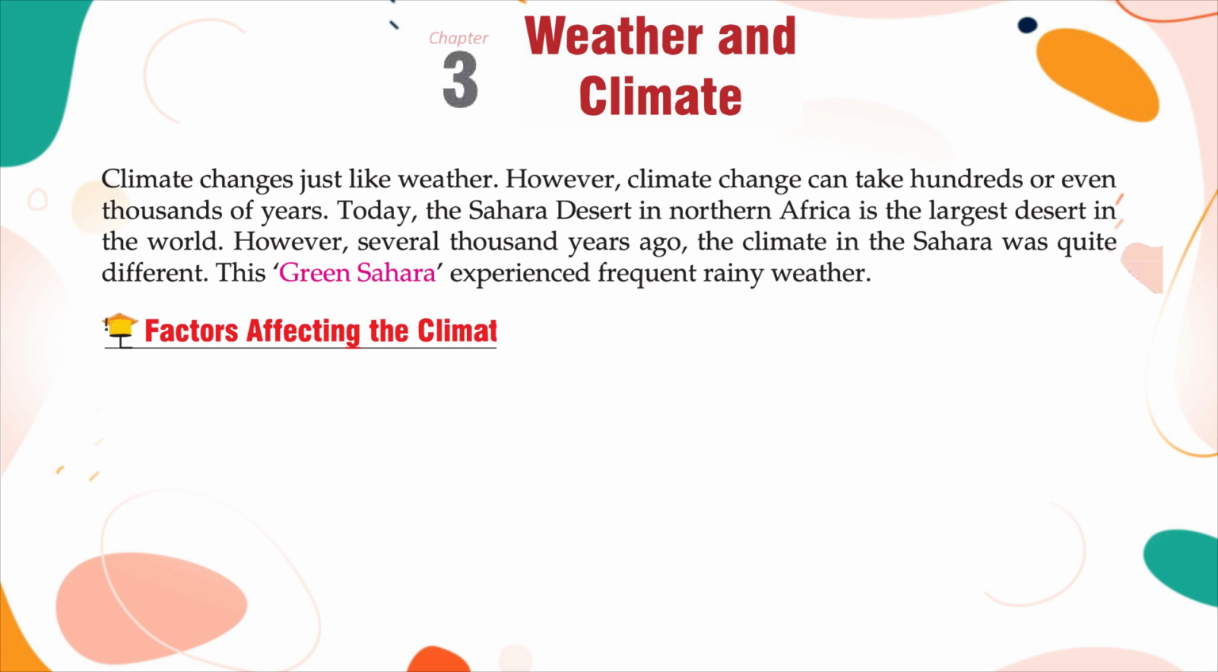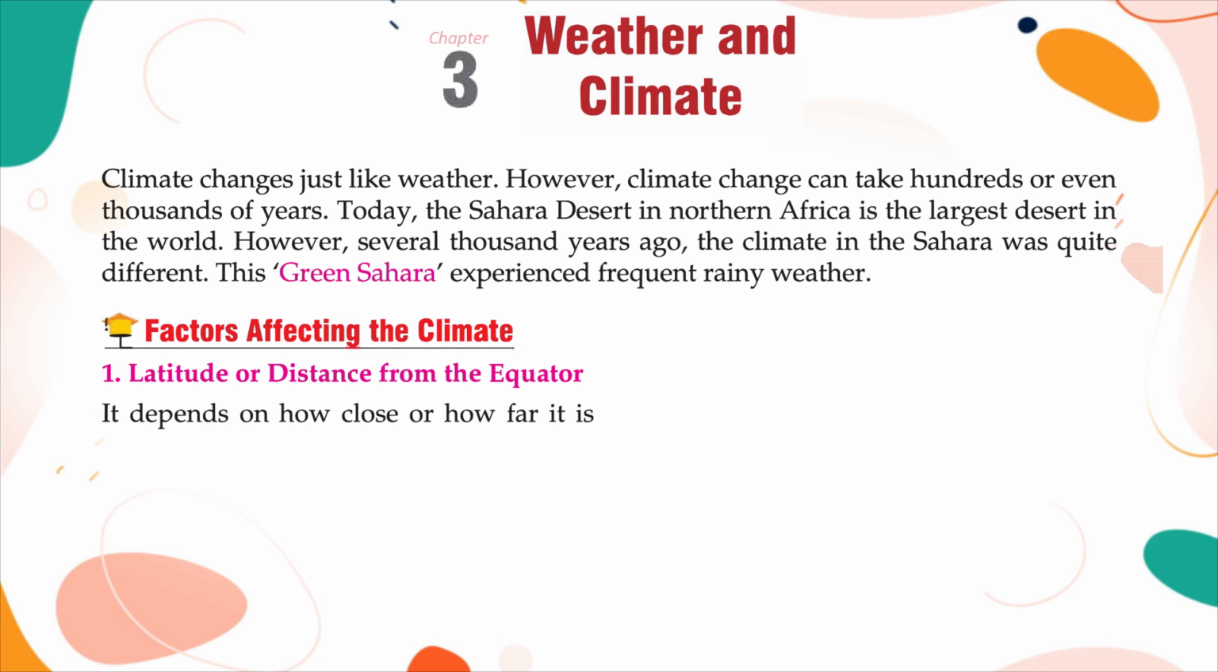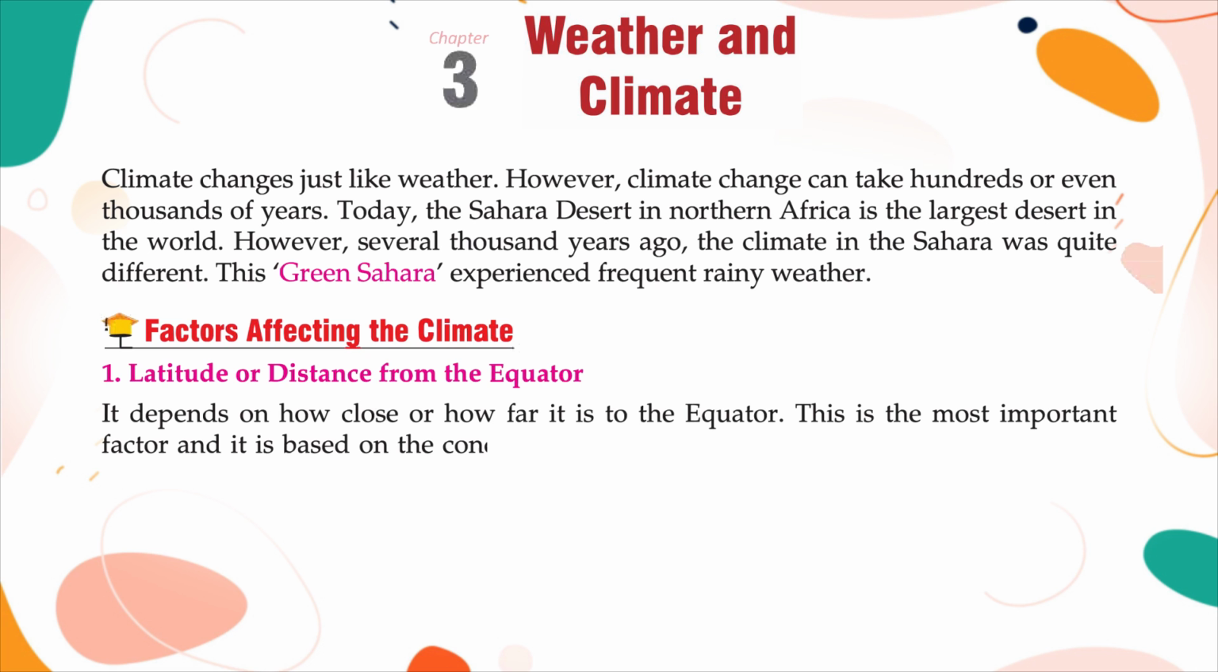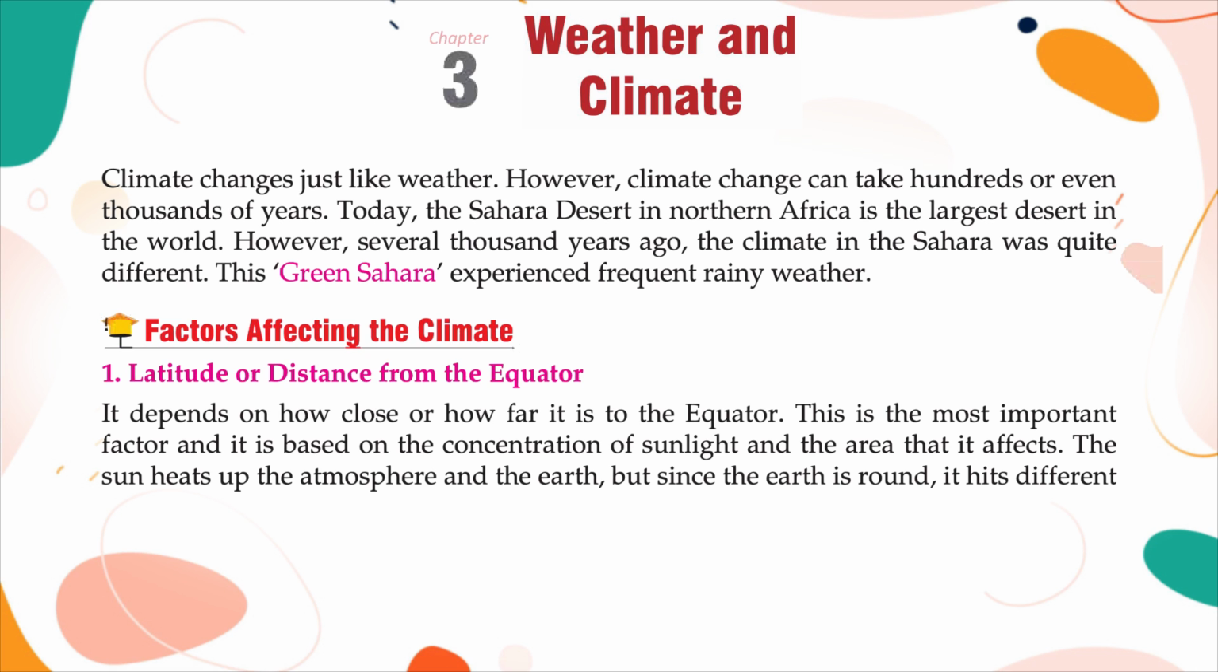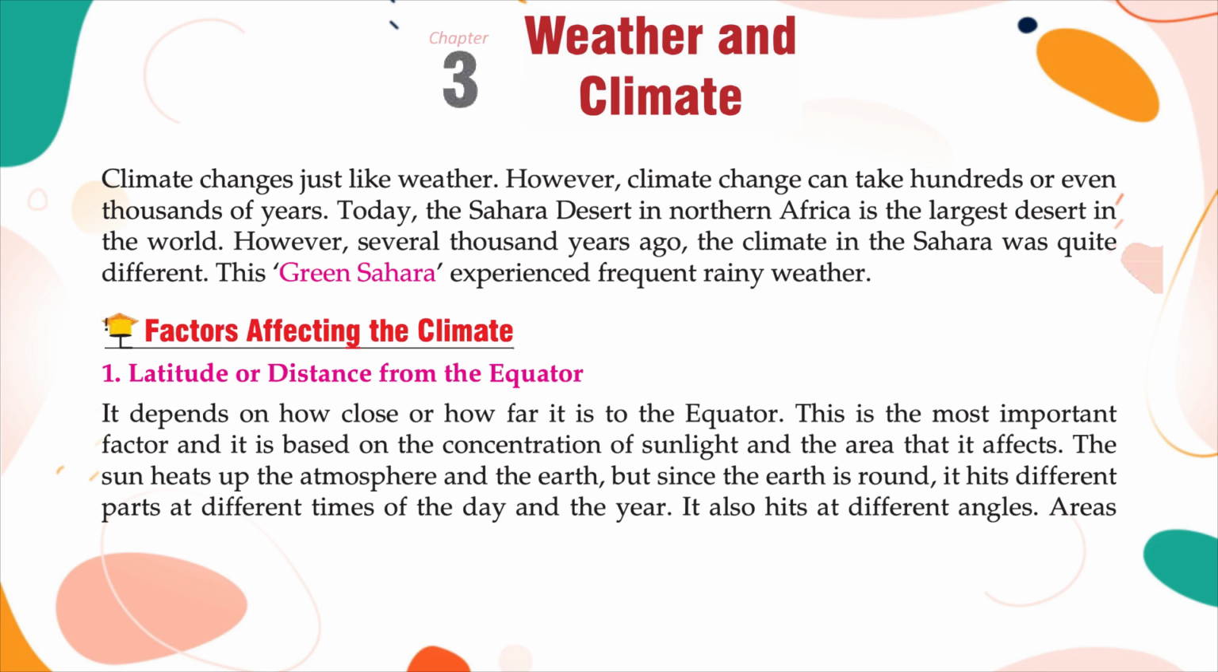Factors affecting the climate. Latitude or distance from the equator. It depends on how close or how far a place is to the equator. This is the most important factor, and it is based on the concentration of sunlight and the area that it affects. The sun heats up the atmosphere and the earth, but since the earth is round, it hits different parts at different times of the day and the year. It also hits at different angles.